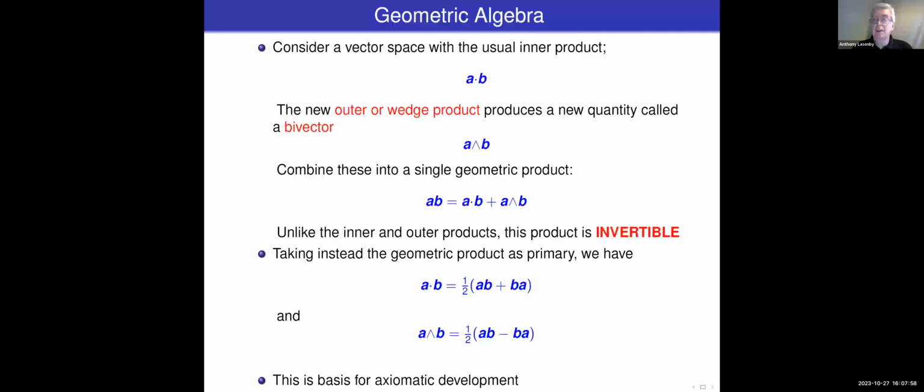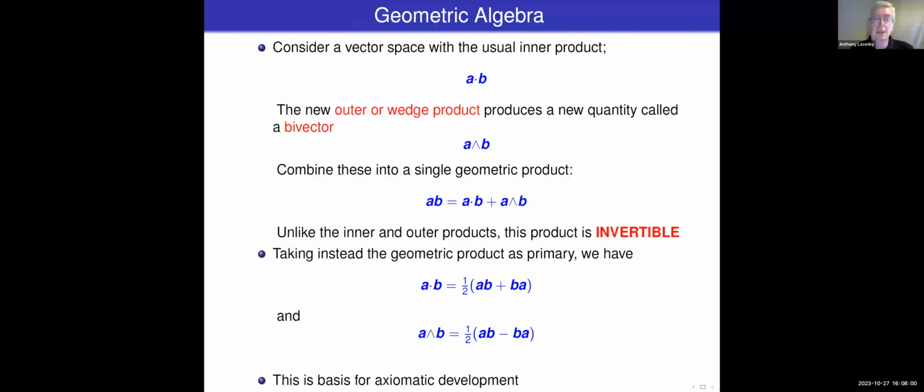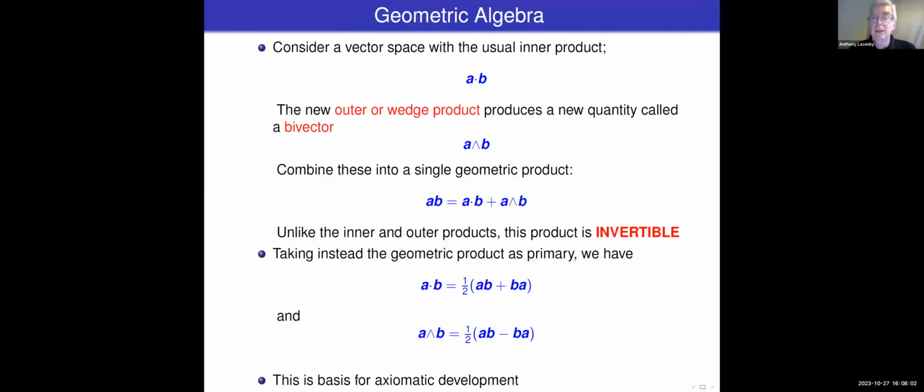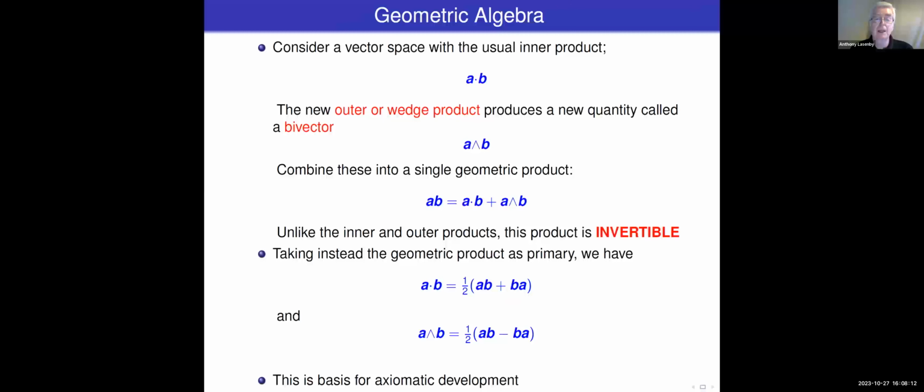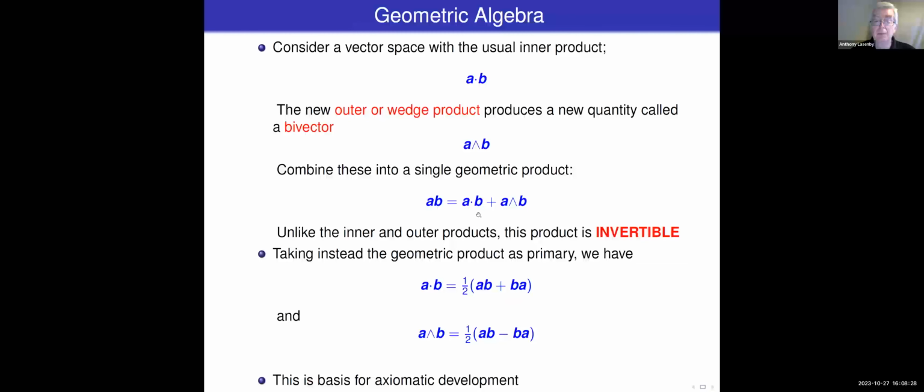Okay, so let's start on geometric algebra. Start very simply. Consider a vector space with the usual inner product A dot B. We can then introduce a new outer or wedge product, which produces a new quantity called a bivector, A wedge B. And the dramatic step, I mean, Grassmann already took the step of introducing A wedge B. The dramatic step is what Clifford did of combining these in a single geometric product, AB, which is the sum of this scalar bit and this bivector bit here.